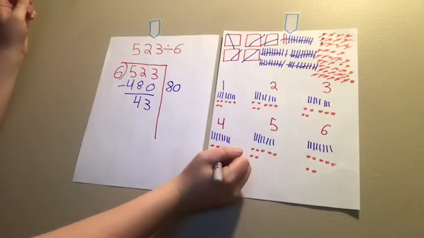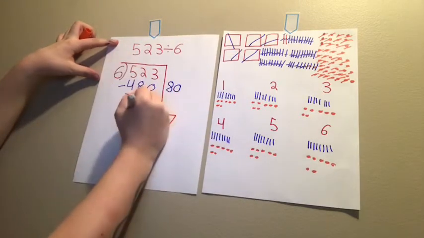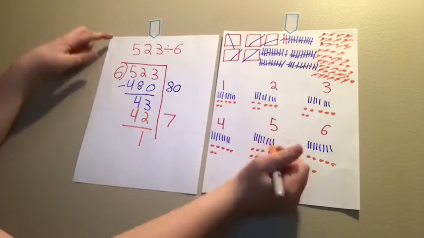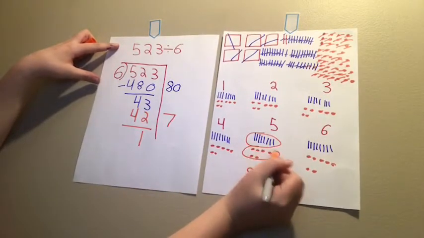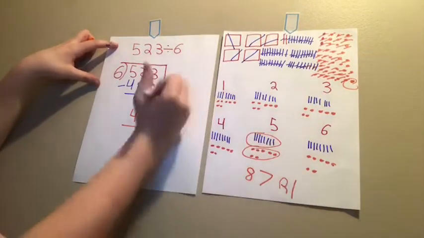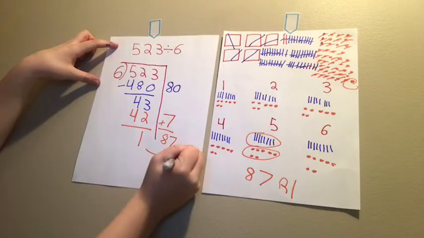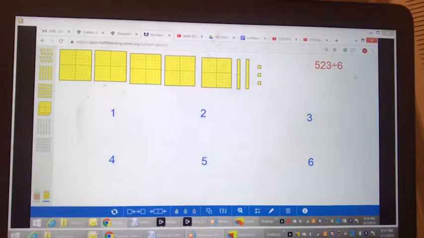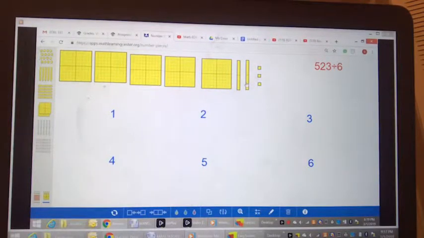There were 7 ones in each group. So we can put 7, and 7 times 6 is 42. So that leaves us with 1. So now we can see we have 8 tens, 7 ones, and 1 remainder. And here, we can add these together to get 87 remainder 1.